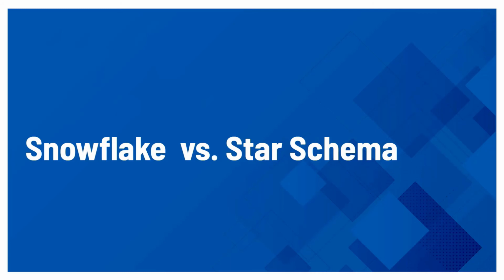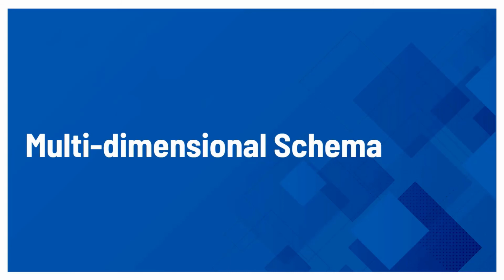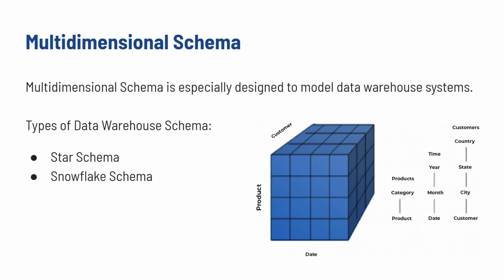Snowflake and star schema hold grave importance when data modeling and data warehousing is concerned. Hence, I'm going to explain both of these in this lecture. What is multidimensional schema? Multidimensional schema is especially designed to model data warehouse systems. The schemas are designed to address the unique needs of very large databases designed for analytical purposes. Following are two chief types of multidimensional schemas, each having its unique advantages. First, star schema. Second, snowflake schema.